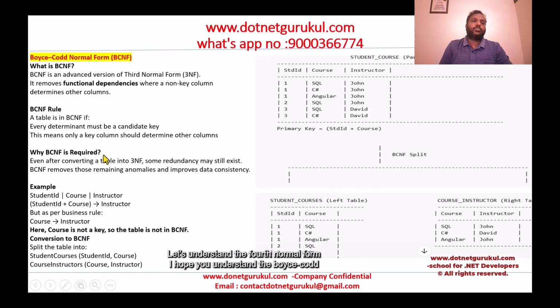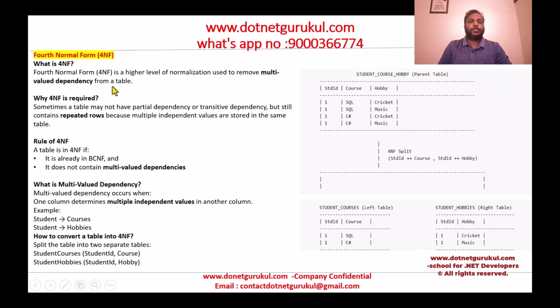Okay. Let's understand the fourth normal form. I hope you understand the Boyce-Codd normal form. So just remember the functional dependency. Fourth normal form is a higher level of normalization to remove the multi-valued dependency from a table. So let's understand the multi-valued dependency.